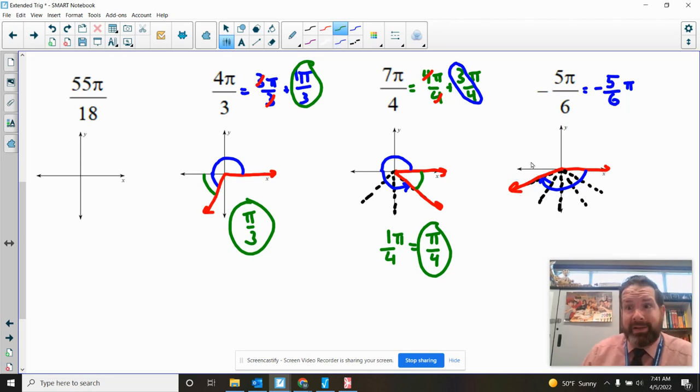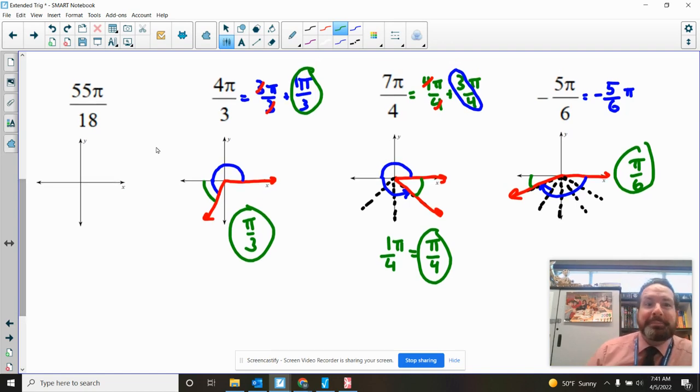The reference angle is then this leftover portion. To get to that half turn, how much more did I need? Well, I needed this extra 1/6. I needed this extra pi over 6. This is actually getting kind of fun, yes? Okay, let's go again. So 55 pi over 18.